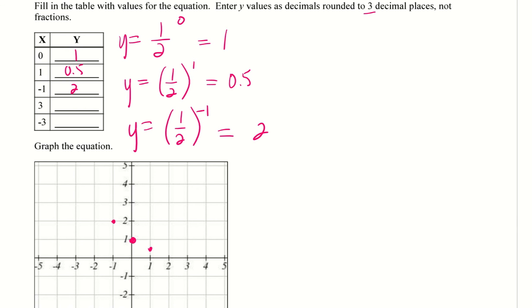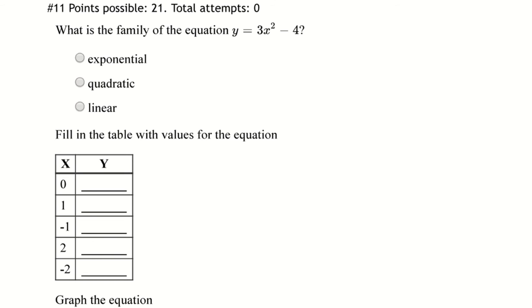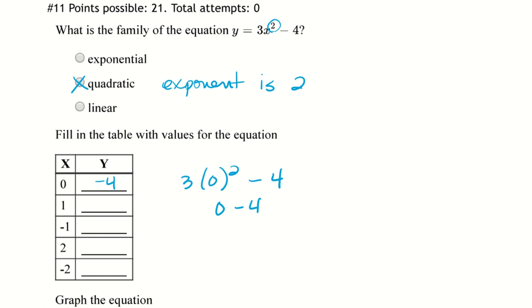If we plug in our 3's, we actually see that it gets close to this x-axis, but it never touches it. And the last one we're going to look at is this quadratic. I know it's a quadratic because my exponent is a 2. So if I'm plugging in values, I'll start with the 0. Notice 0 is in all of these. That's because it's the quickest to plug in. All right, 0 to anything is going to be 0. So I get negative 4.